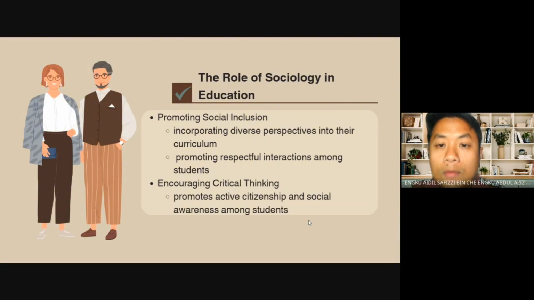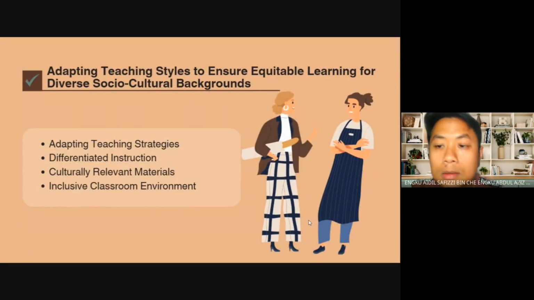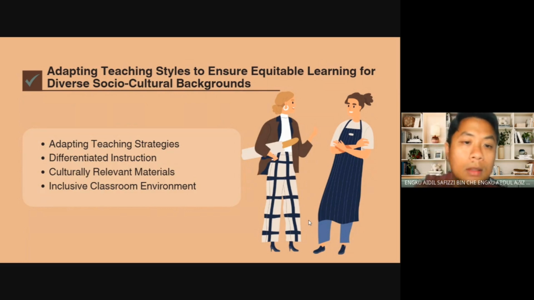All right, let's move to the first role of teachers in sociology. The first one is adapting teaching styles to ensure equitable learning for diverse socio-cultural backgrounds. There are four points that I have provided: adapting teaching strategies, differentiated instruction, culturally relevant materials, as well as an inclusive classroom environment. Teachers can adopt a variety of teaching strategies to ensure that all students, regardless of their socio-cultural background, can receive equitable learning opportunities.